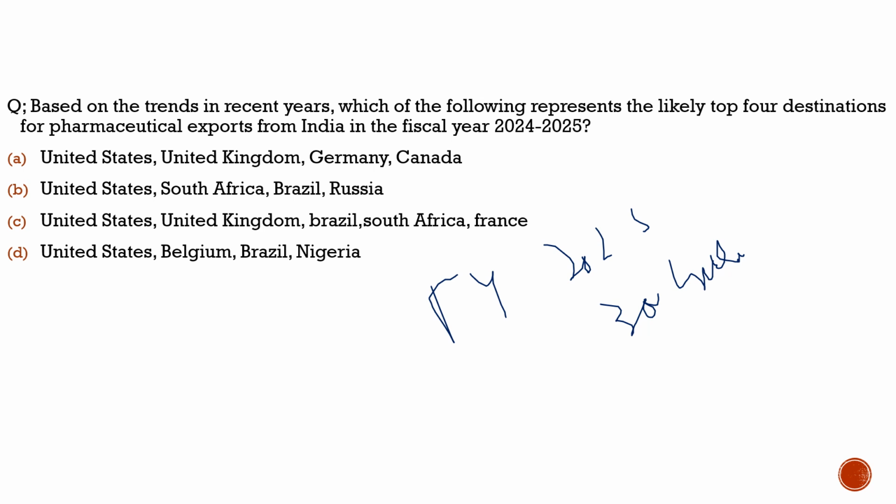The question says, based on the trends in recent years, which of the following represents the likely top 4 destinations for pharmaceutical exports from India in the fiscal year 2024-25? 100% there is USA, 100% there is UK, 100% there is Brazil, and there is South Africa and France. These are the top 5 destinations for Indian pharmaceuticals. So with respect to this question, the correct answer would be option C. I hope you understood the question as well as the context of why we discussed it, because we hit 30 billion this year. With this, there were a few more articles in the newspaper.